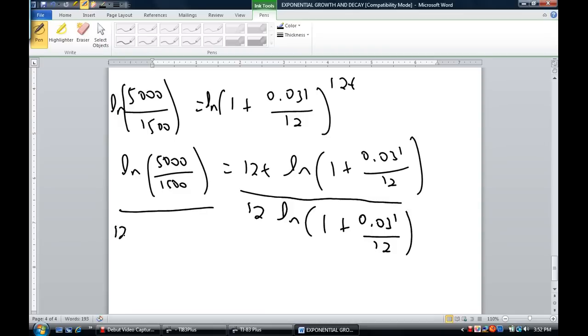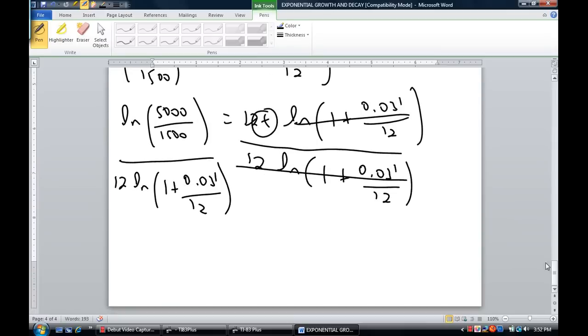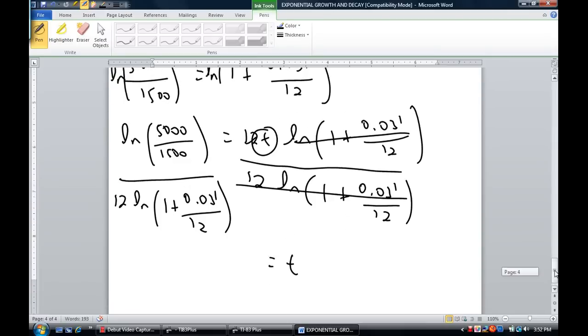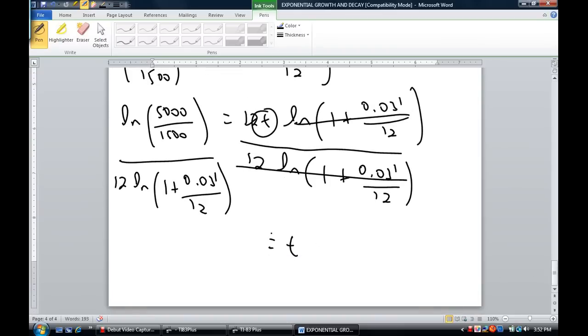And so if your instructor wants the most accurate answer, this is what it would be. All this messy stuff. T equals all of that. And that is messy. But if they wanted an approximation, then you could easily have found the decimal for 5,000 divided by 1,500, and you could have found the decimal for 1 plus 0.031 over 12. It would have made the problem probably a little bit easier to look at.